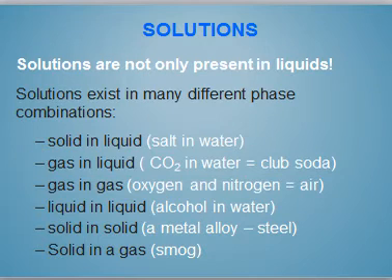And then lastly, solutions can exist in many different phases. We tend to think of solutions as only being solids dissolved in liquids, like salt water. Salt is a solid dissolved in liquid water. But a solution really could be any phase. You could have solid and liquid, gas and liquid, gas and gas, liquid and liquid, solid and solid. There's no one specific way, as long as it appears to be homogeneous.